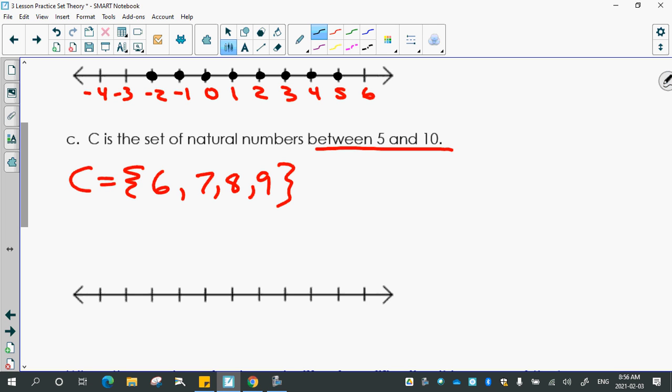Right, so we can draw it. So let's start with numbers before 6. 3, 4, 5, 6. And then our dots are just going to go above 6, closed dot, 7, 8, and 9. Those are the only numbers in the set. So see if you can write that in set notation in 2 ways.